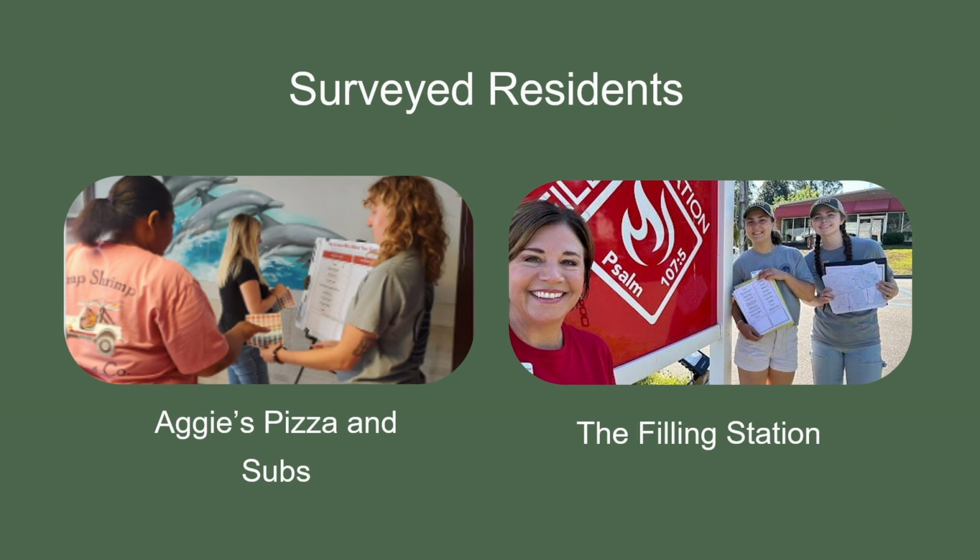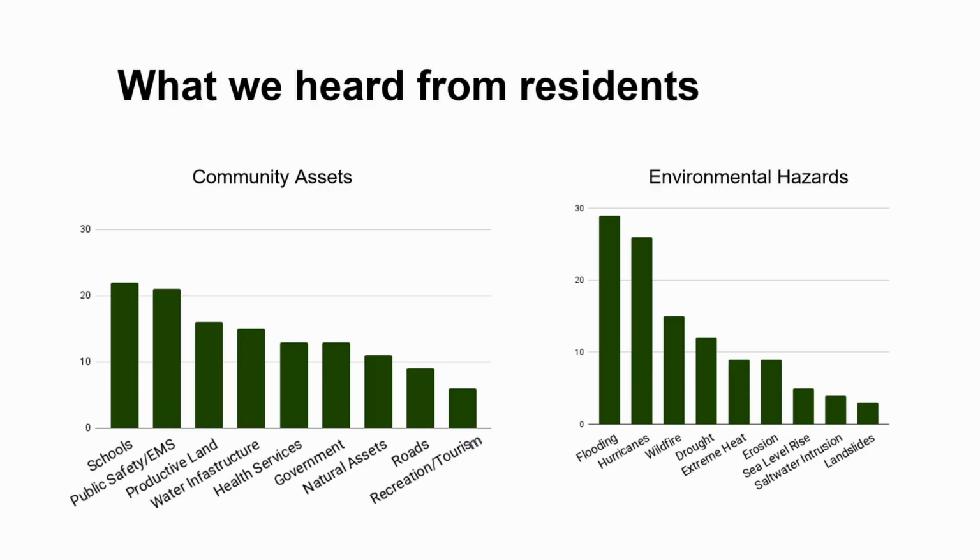And we were asking what are the most important community assets and what are the most threatening environmental hazards in Jones County. We found that schools and public safety and emergency services were the most important, the most valued in the community, and then of course hurricanes and flooding were the most threatening. And so with this data we decided to focus specifically on our risk and vulnerability assessment on flooding.